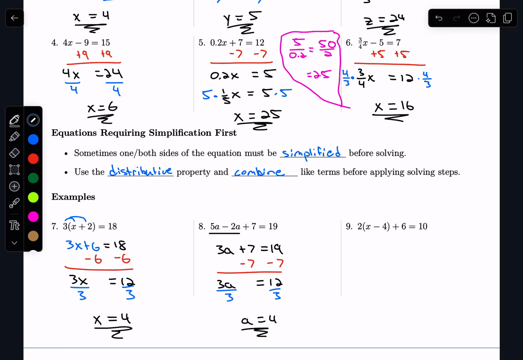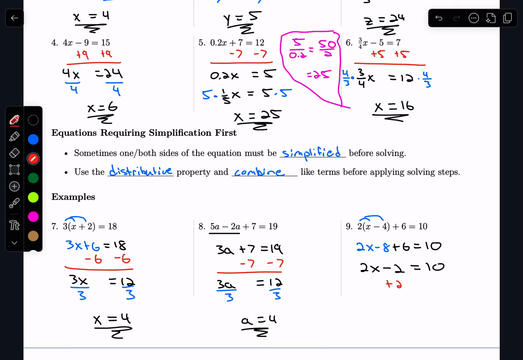Just adding one extra layer to this so far. We have 2 multiplied by x minus 4, plus 6, is equal to 10. So I'm going to distribute that 2 to the x minus 4 to give me 2x minus 8. The plus 6 is still there, and same for the equals 10. Now I'm going to combine like terms. So negative 8 plus 6 is going to give me negative 2. So I now have 2x minus 2 equals 10.